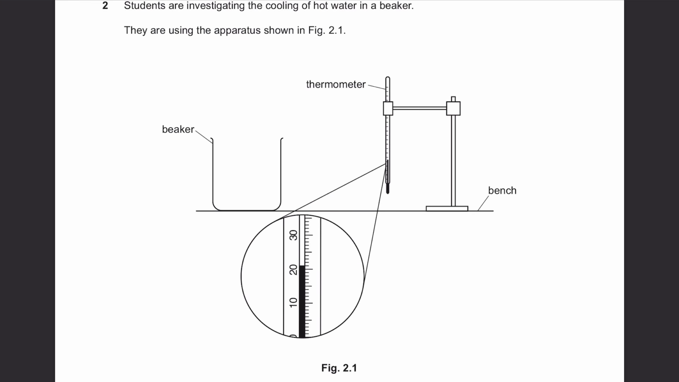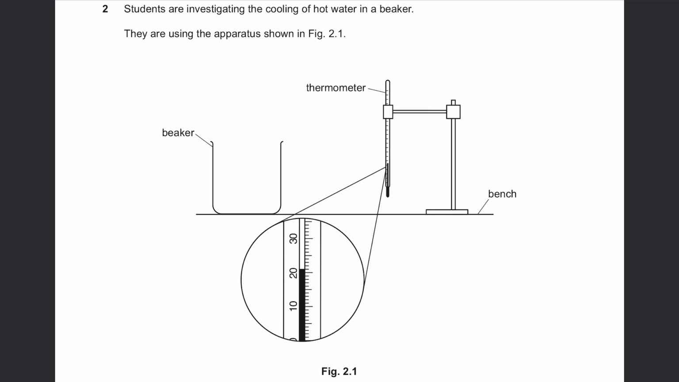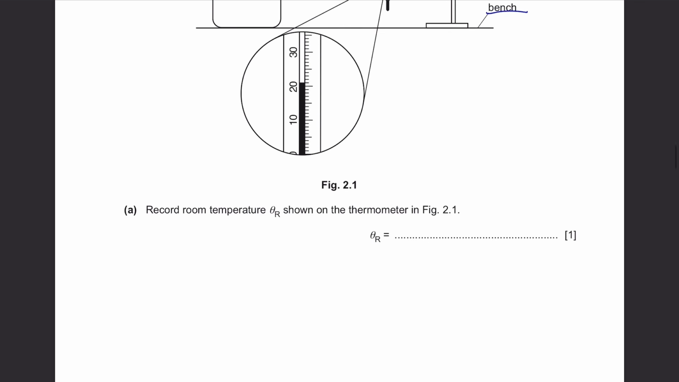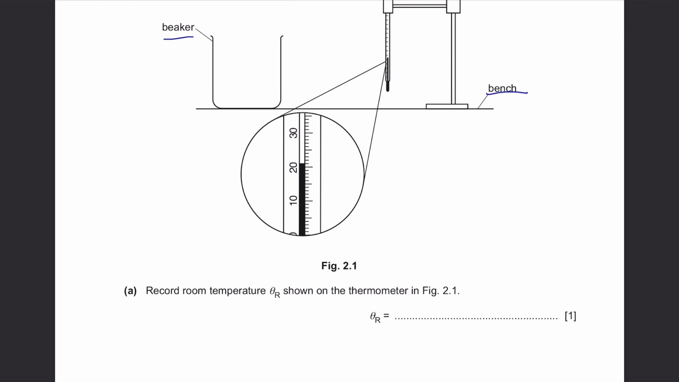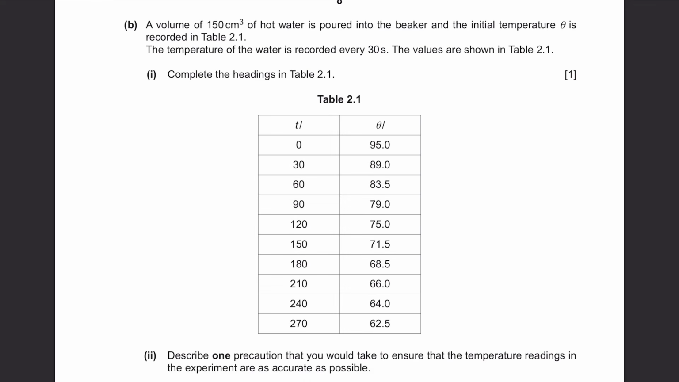Question 2. Students are investigating the cooling of hot water in a beaker. They're using the apparatus shown in figure 2.1. We're given a beaker, a thermometer, and a stand holding the thermometer. Record room temperature theta R shown on the thermometer in figure 2.1. It's 21 degrees Celsius. A volume of 150 cm³ of hot water is poured into the beaker, and the initial temperature theta is recorded in table 2.1. The temperature of the water is recorded every 30 seconds. The values are shown in table 2.1. So it's a simple experiment. You just put water and measure the temperature every 30 seconds.